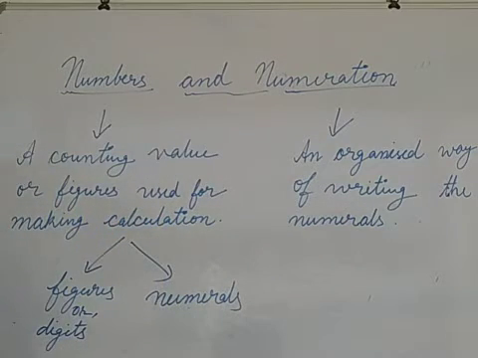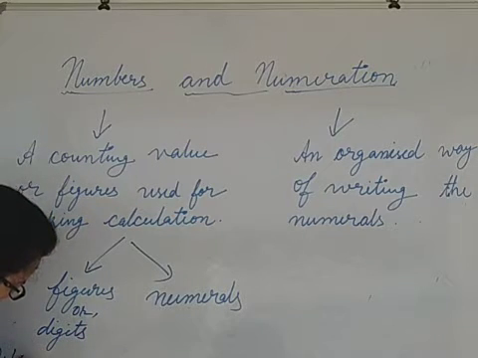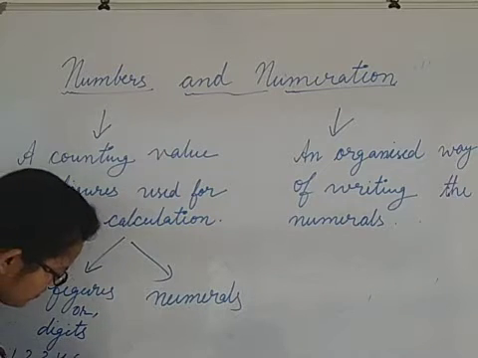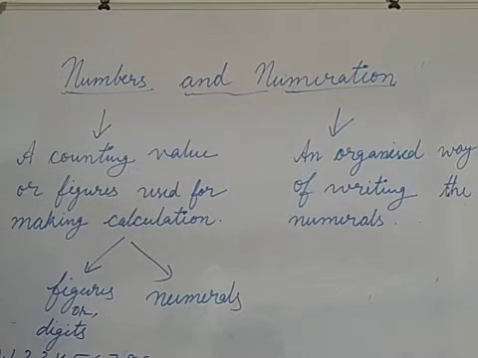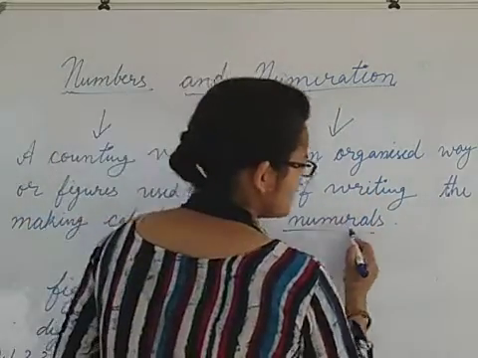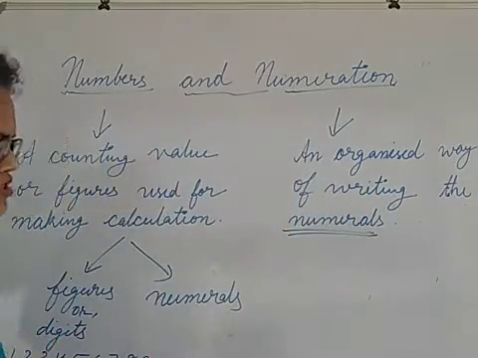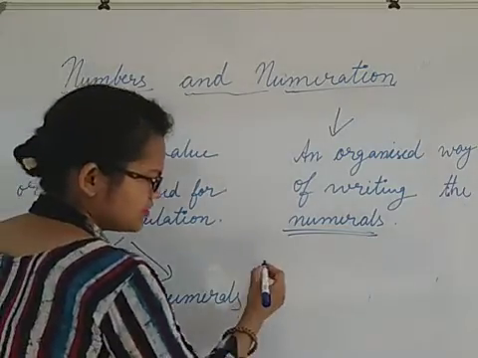So what is the difference between figures and numerals? Figures means representing the number in digits: 0, 1, 2, 3, 4, 5, 6, 7, 8, 9. So this is in figures. Writing the same number in words is known as numerals, and the organized way of writing the numerals is known as numerations.